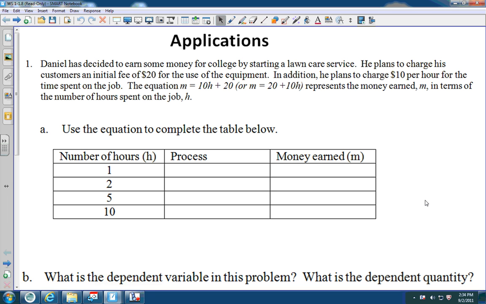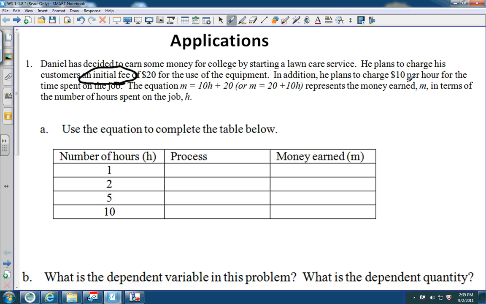This video is going to help us practice writing equations and figuring out dependent and independent when we're using applications and word problems. First off, this word problem says, Daniel has decided to earn some money for college by starting a lawn care business. He plans to charge his customers an initial fee. See, for me, I'd circle right here, initial fee of $20 to use the equipment.